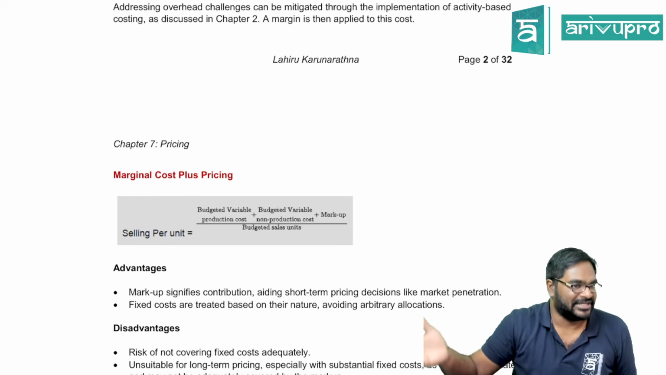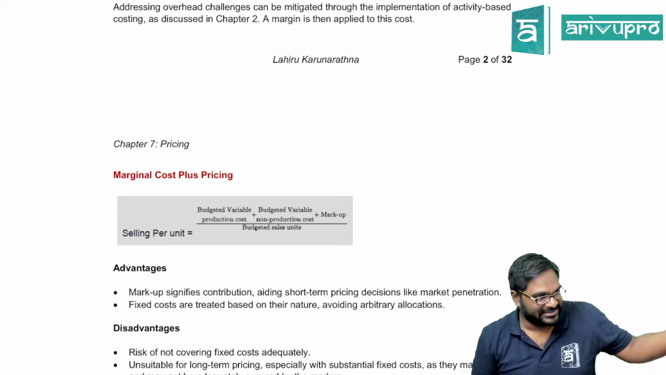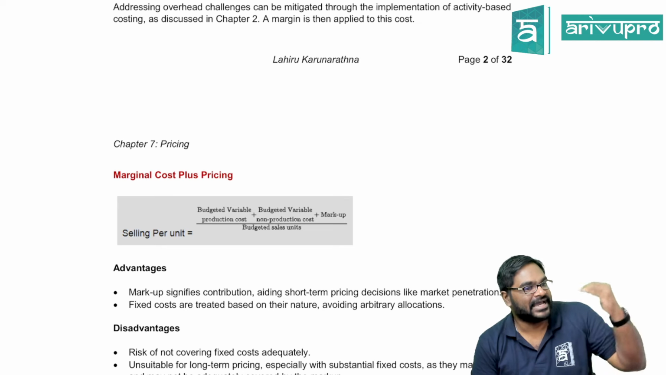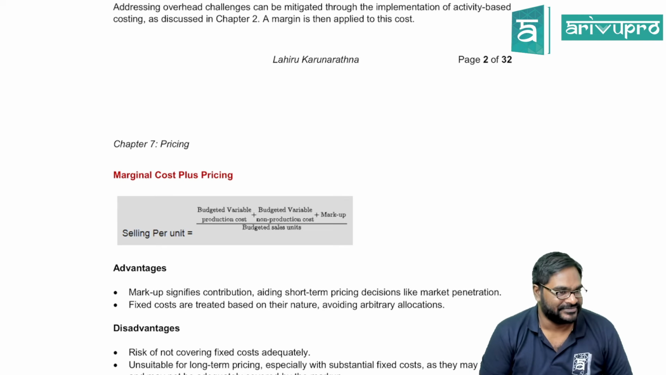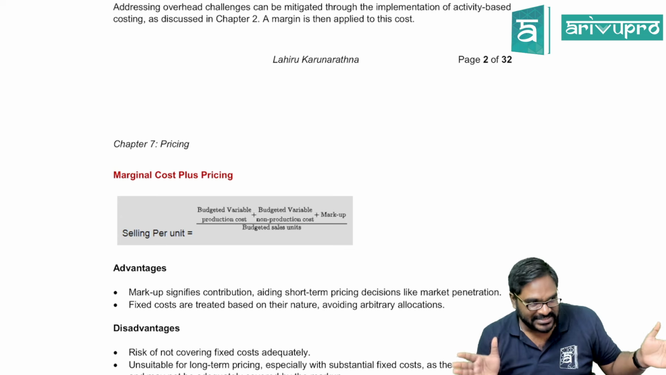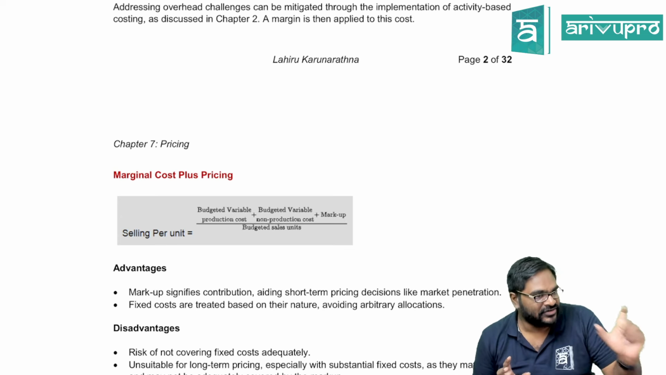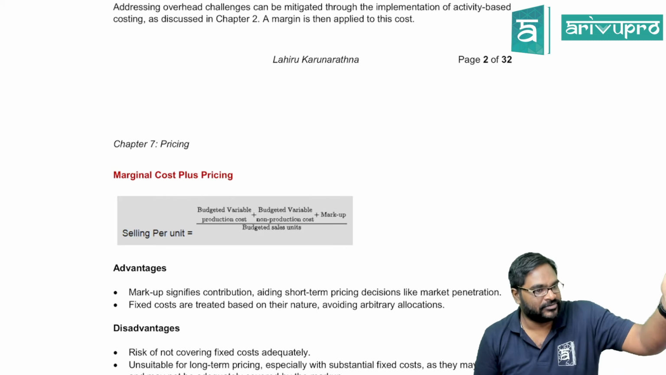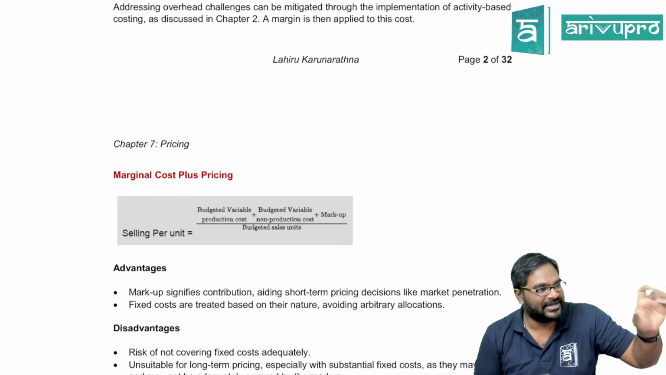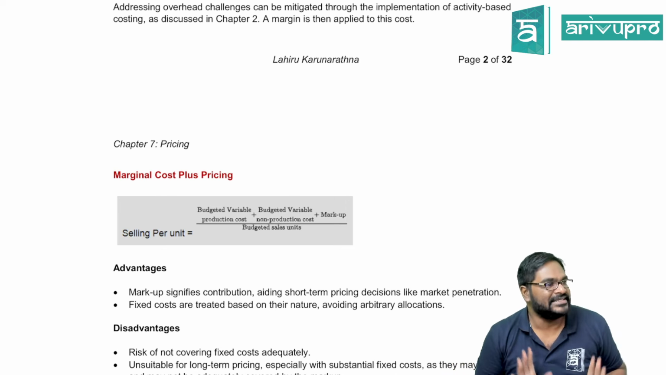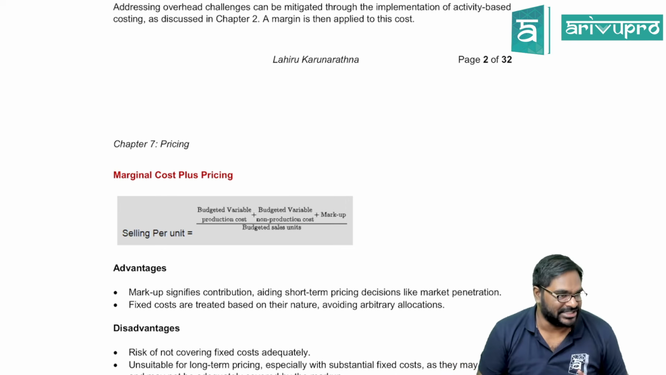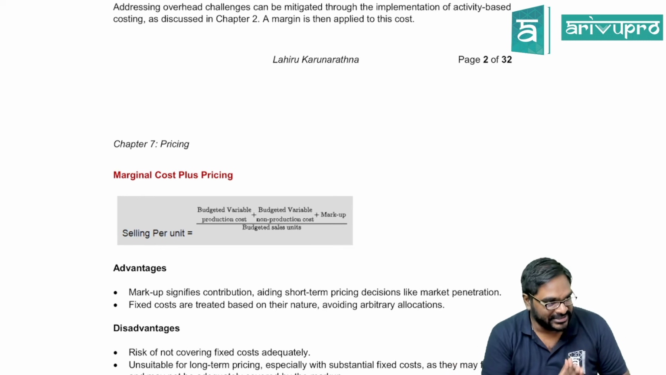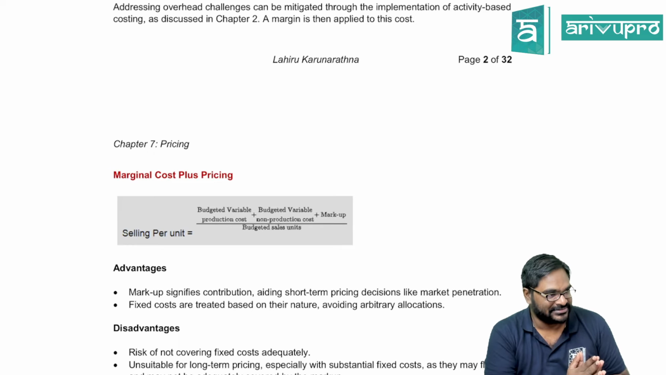Because now the method of allocating the cost is different. Earlier we just used the number of units or space or number of hours or whatever. But now for each activity we are going to use a different cost driver. As a result, the cost might change, but the overall formula is not going to change. Full production cost plus full non-production cost plus markup divided by the budgeted sales. The formula is not going to change, but the cost figures might change because the way we allocate the cost has changed now. Are we good?